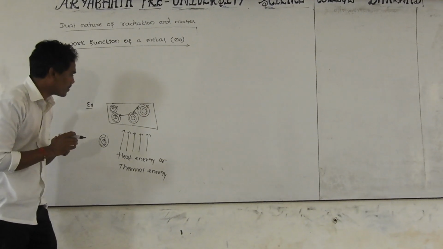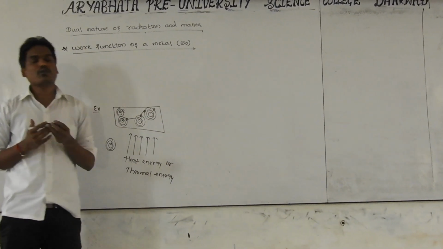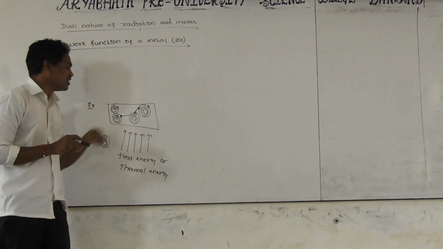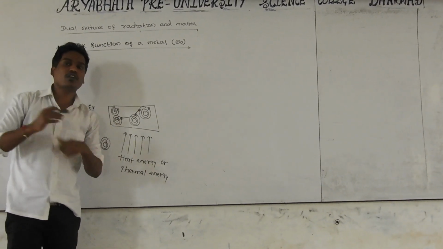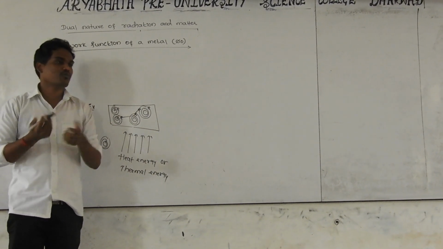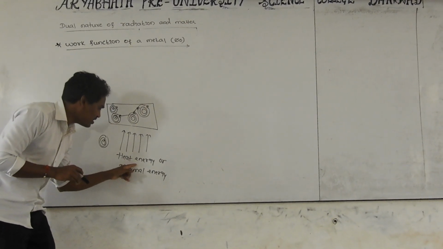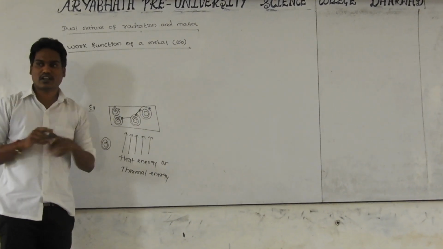But what to do now? In order to emit the electron from the surface of the metal, what do you need to do here? You need to increase the kinetic energy of this electron further. Then you can increase the heat energy which is being supplied to this metal.